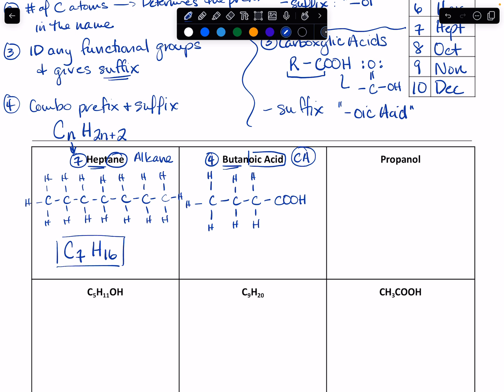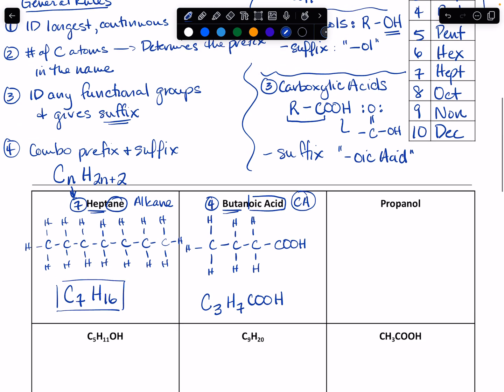All right, so I have C, and this is where it gets a little tricky. C3H1, 2, 3, 4, 5, 6, 7, and then the functional group. All right, so C3H7COOH. All right, so 4 carbons total, and then our hydrogens. So what if I wanted a quick way to do that?